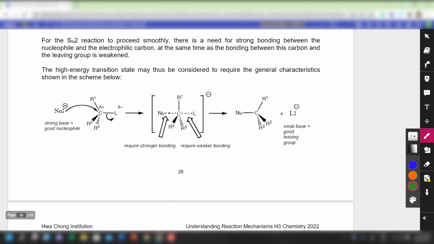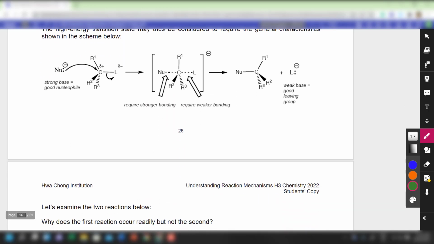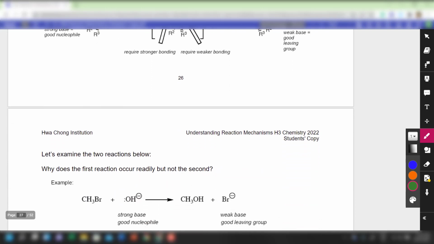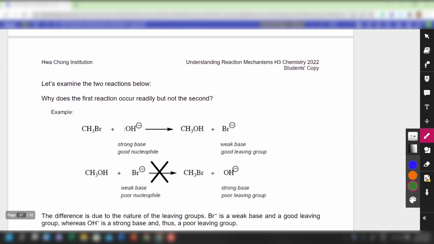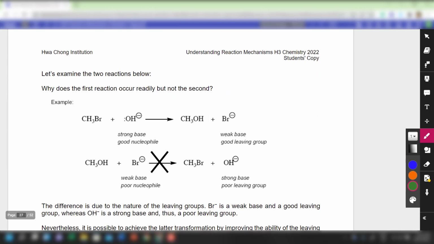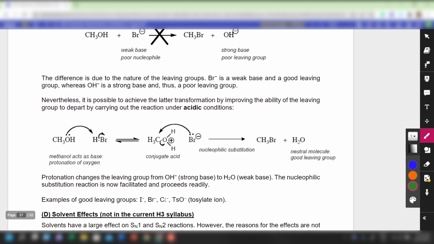If the leaving group is a good leaving group, a stable leaving group, or a weak base, then it can leave easily. In our case here, the forward reaction is okay, but the backward reaction, where OH minus is the leaving group, is not possible. If we want our OH to be replaced by Br, we have to convert the OH into a good leaving group. In this case, we need to protonate the oxygen, and then the OH will leave as water.